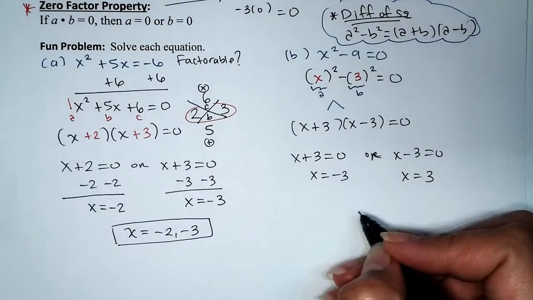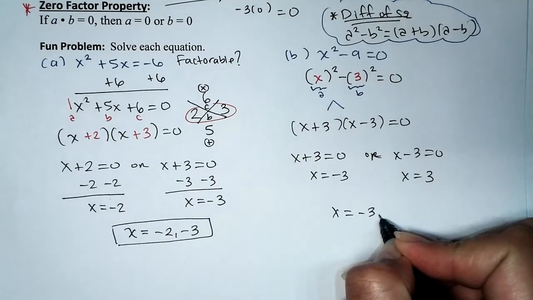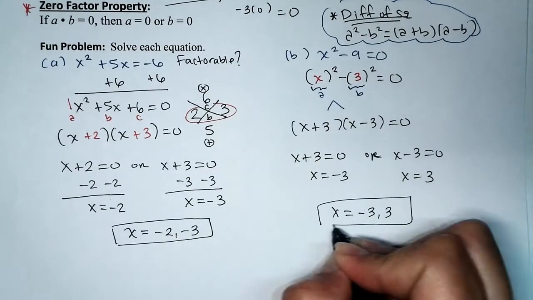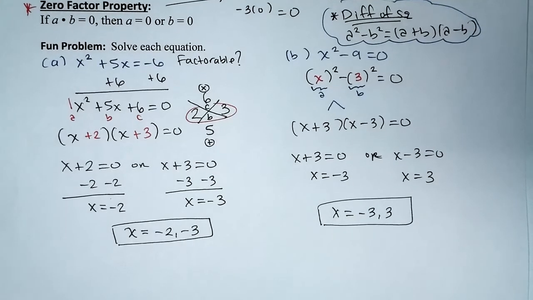Let's go ahead, take the union, or in English, just give me a combined statement. Okay, so the solutions are -3 and +3.